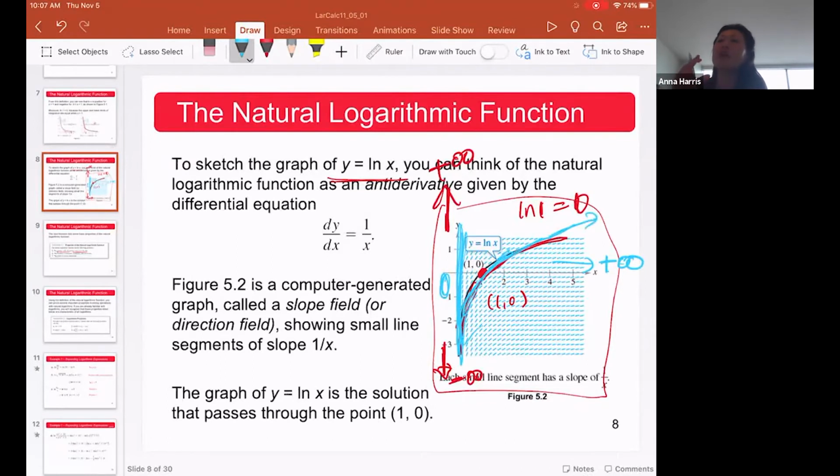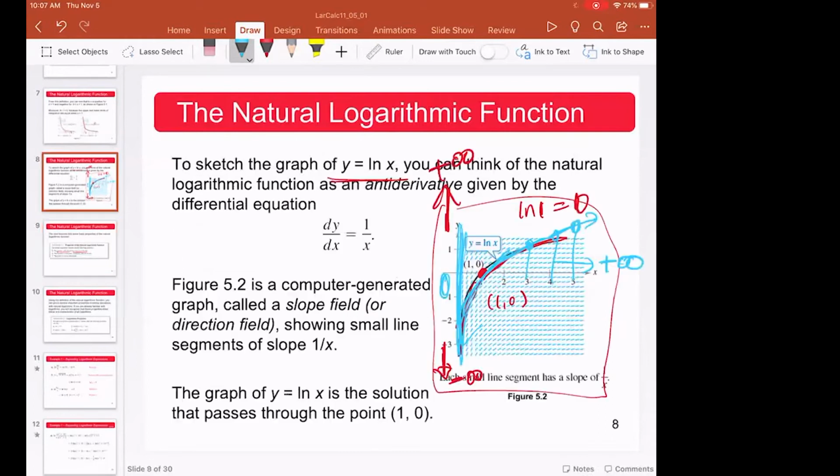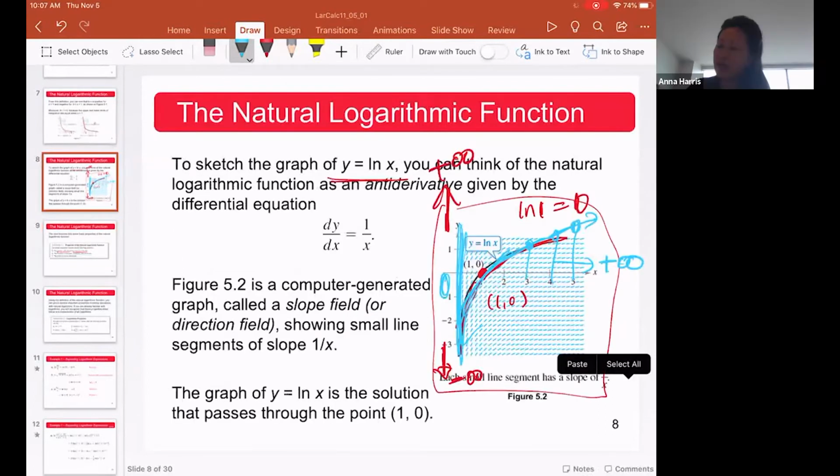Okay, and they have their one-to-one function, which means every x has one y value, and every y has one x value. So that's one-to-one functions. In the graph, it's concave down. As you can see, this is concave down. This is called concave down, and this is called what? Concave up.